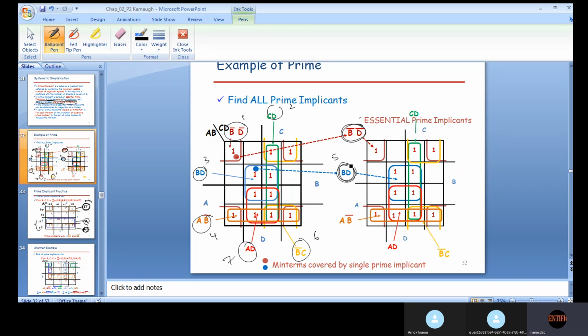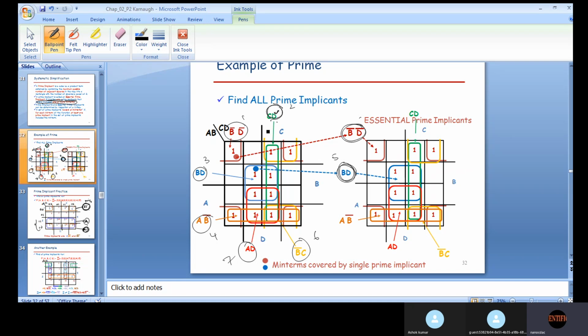BD and B bar D bar. These are called essential prime implicants. Why? Because with B bar D bar and BD, they will cover all the product terms. If you see this product term, it is having C and D.